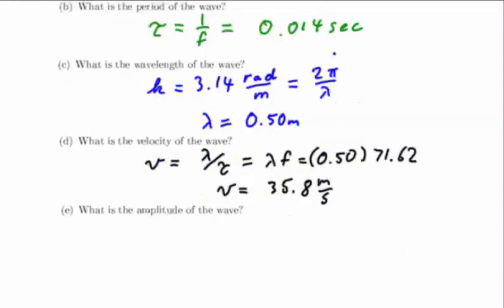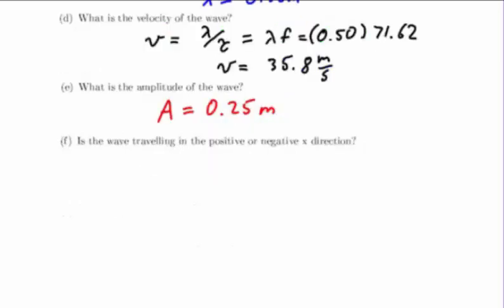In Part E, we're asked for the amplitude of the wave, and we already decided that the amplitude is the factor that precedes the sine function itself, meaning that it is 0.25, and in MKS units with a traveling wave on a string, the appropriate units are meters.